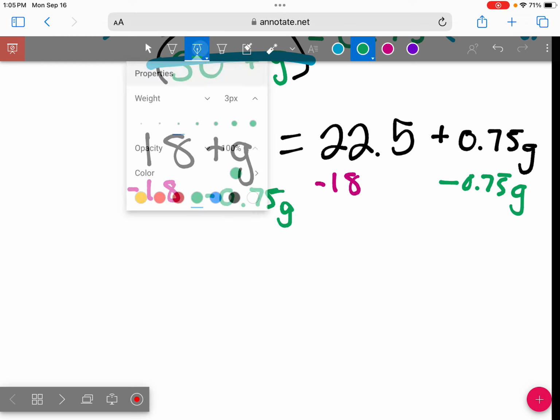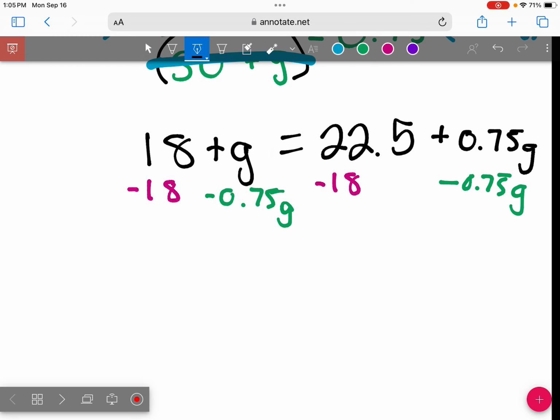I'm zooming in, fixing it. All right, so what we have left on the left side, I have 18 minus 18. Those guys cancel out. And we have G minus 0.75 G. How much G do I have left? The G's do not cross out because this is 1 G, and I'm taking away 0.75 G. So how much G do I have left? 0.25. Okay, I have now heard the correct answer twice in the giant swarm of numbers that got shouted out.